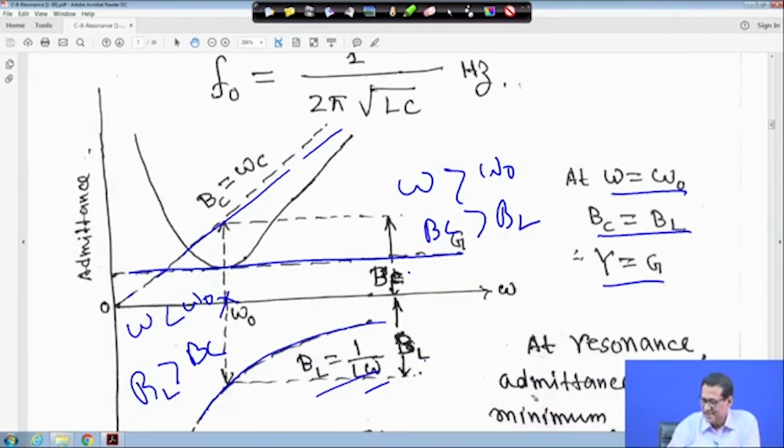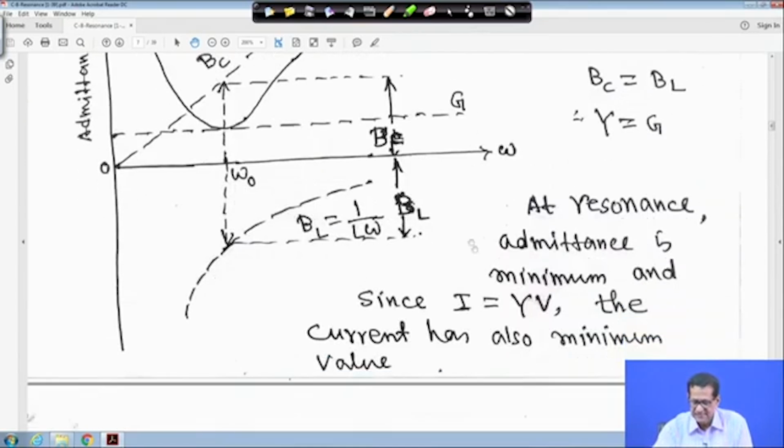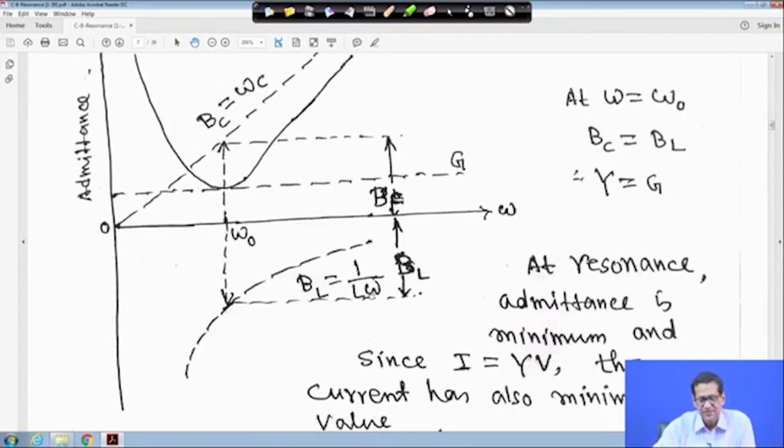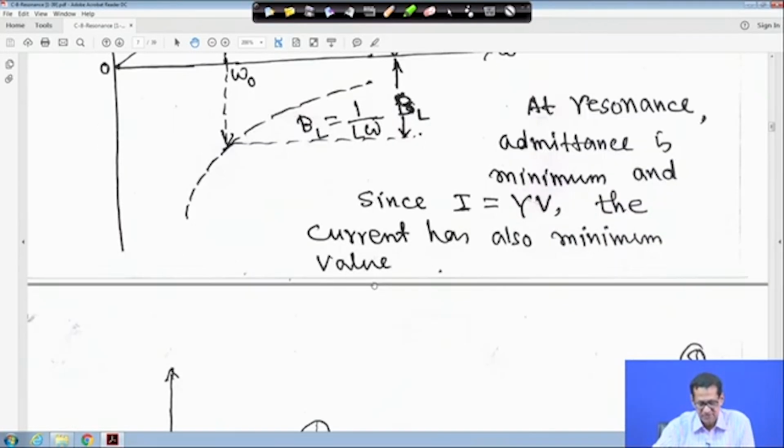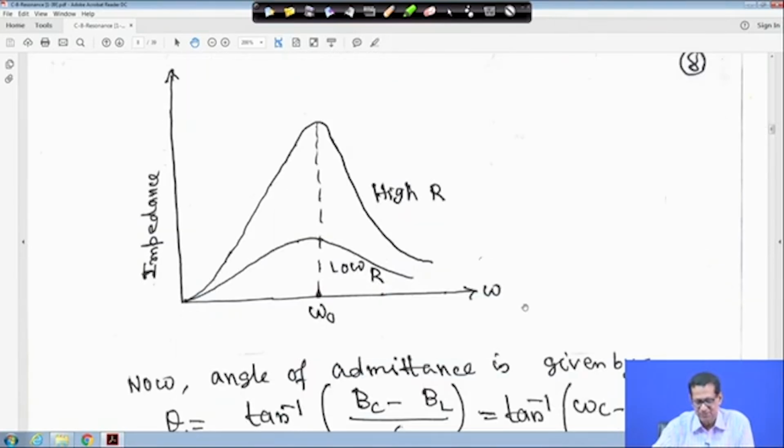So, at resonance, admittance is minimum. For the parallel circuit at resonance, admittance is minimum. Since I is equal to YV, where Y is the admittance, the current also has a minimum value for the parallel circuit, right. Now, if you plot, just opposite for the parallel circuit, impedance versus omega.